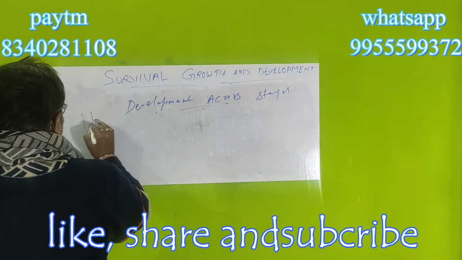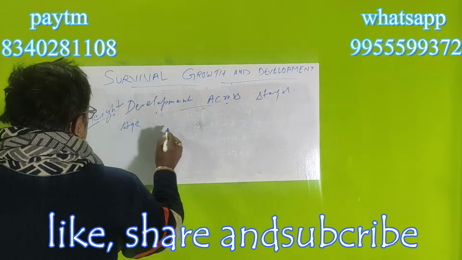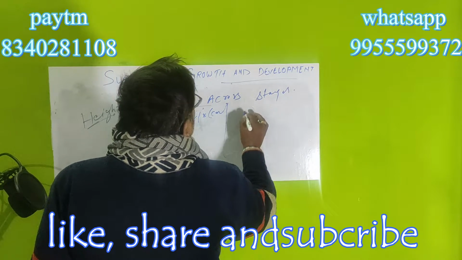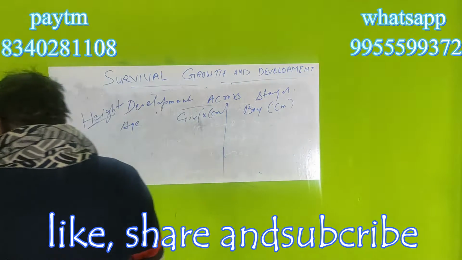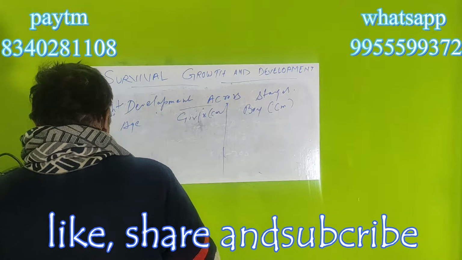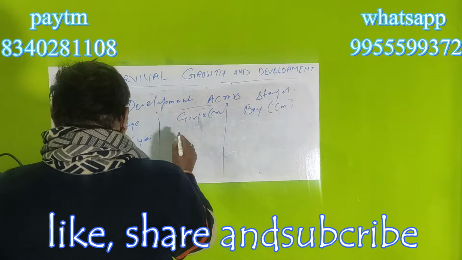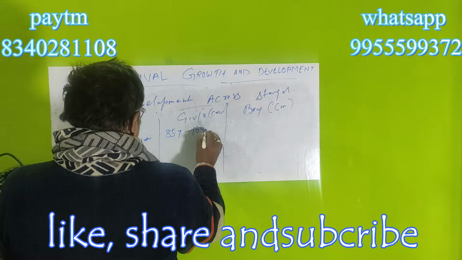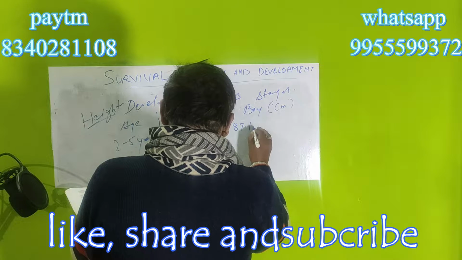In height, age, girls in centimeters, boys in centimeters. And this also you find that when it is 2 to 5 years, girls are around 85.7 to 109.4 centimeters, whereas boys are around 87.1 to 110 centimeters.